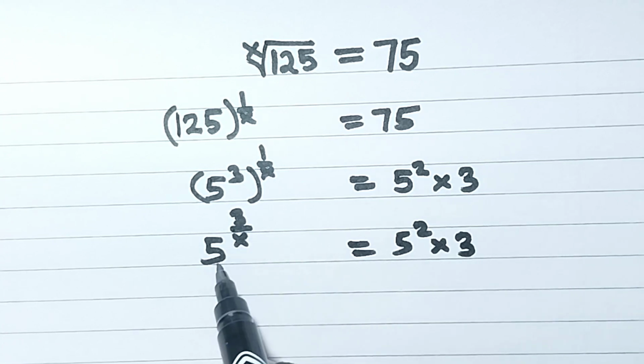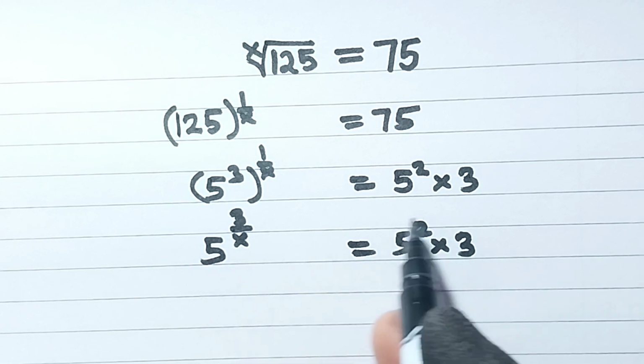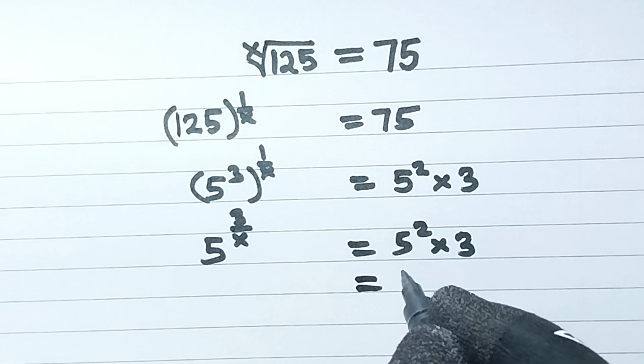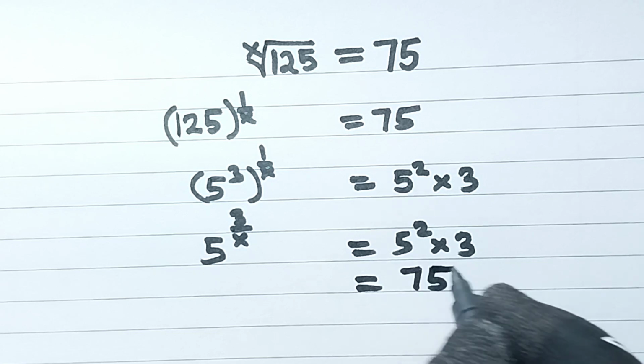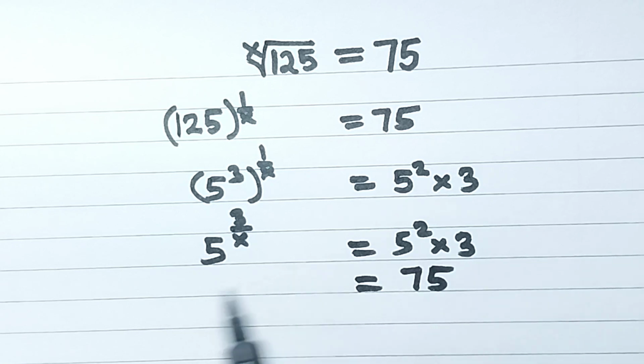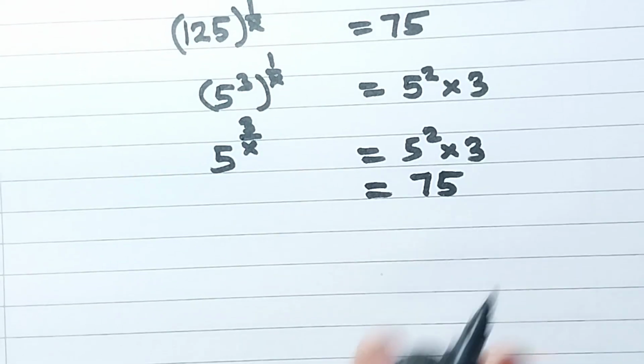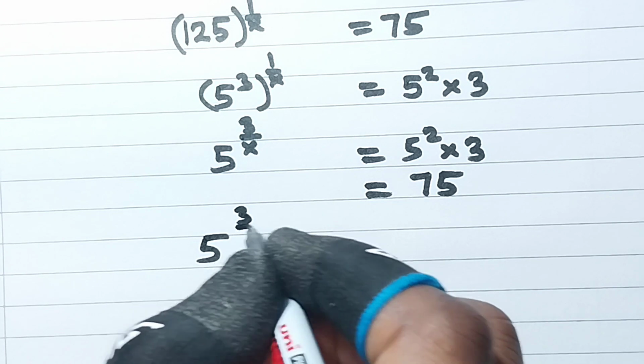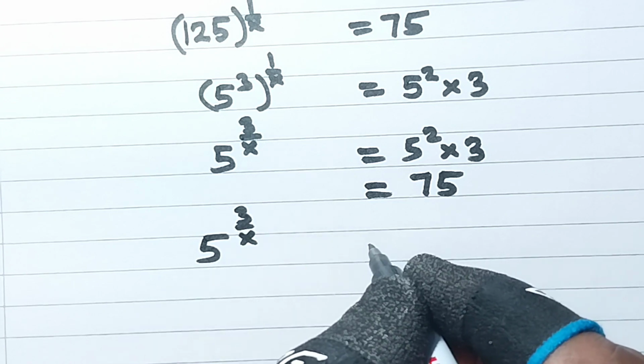Now, there is not much to be done from here. If these still remain 75, I'm going to come back to this shortly, but let me still write it as 75 so that you can see what I'm trying to do. That is, I have 5 raised to power 3 over x is equal to 75.